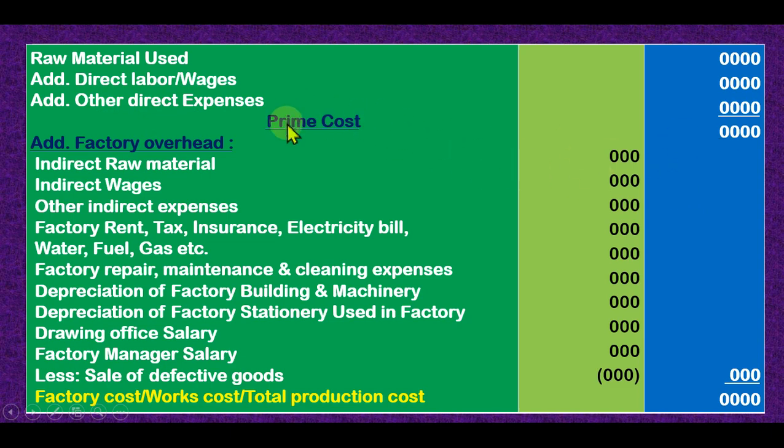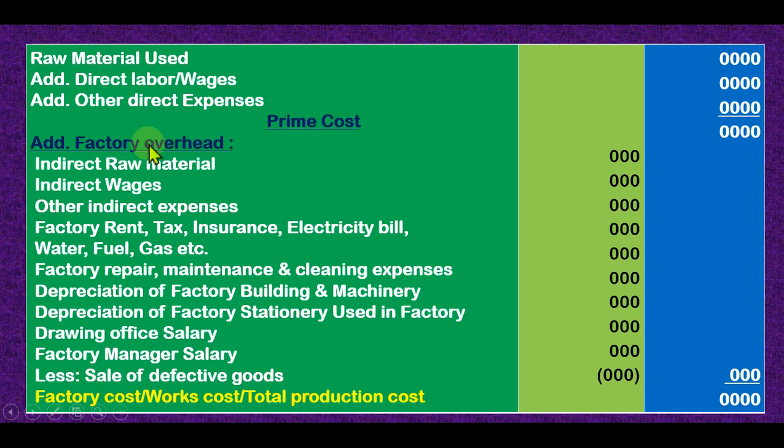Dear student, another creative question: find the amount of prime cost. The formula is this: at first you have to find the amount of raw material used. With that we have to add direct labor or wages, and then we have to add any other direct expenditure. That means raw material plus labor plus other direct expenditure, then it is prime cost. Dear student, it is also a formula for MCQ.